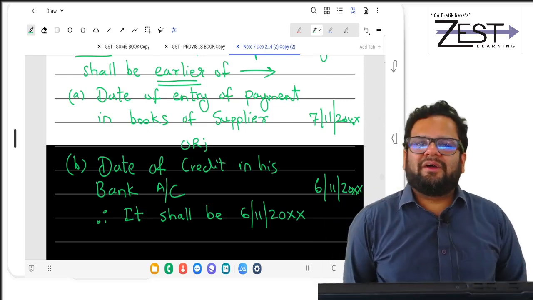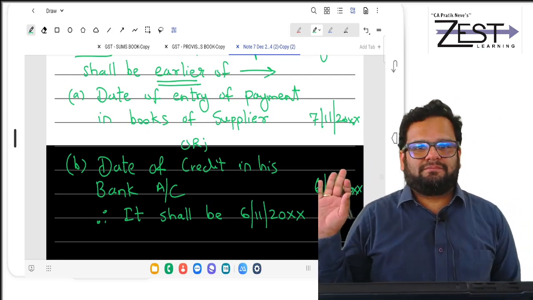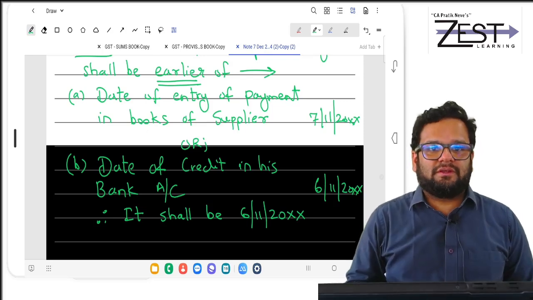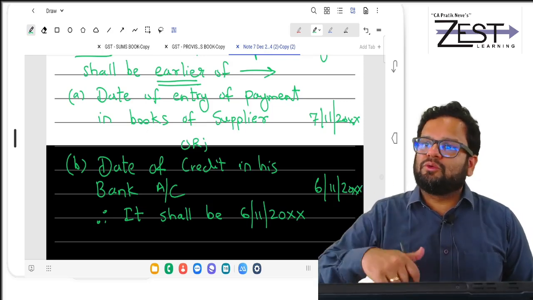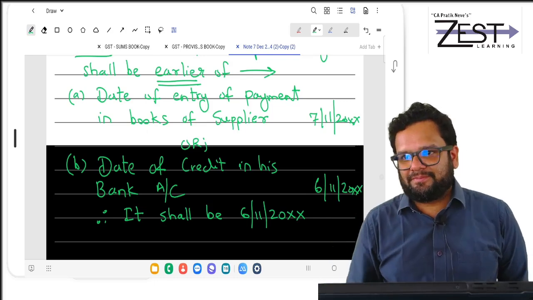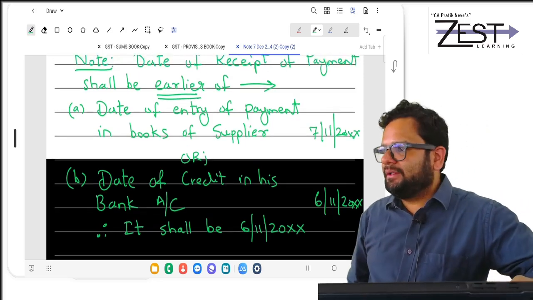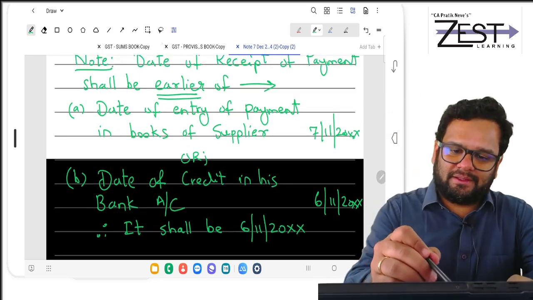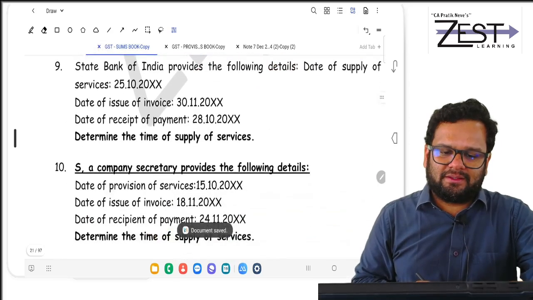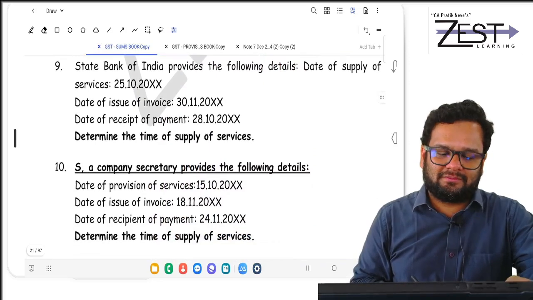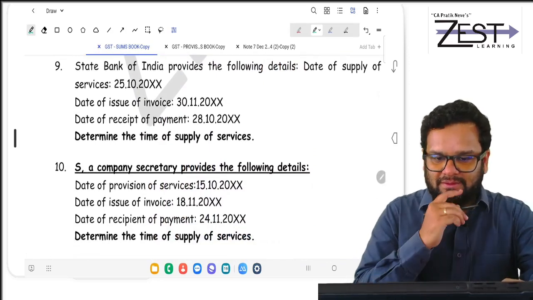Understood? I have already solved it 100 times, but every batch I want to solve fresh in front of you so that you can write along with me. Shall we go ahead? Next, which did we do now? 8th. Do 9th. Let's do 9th.